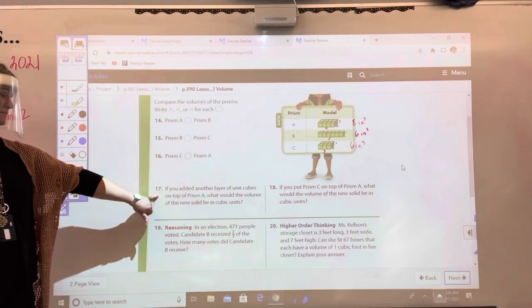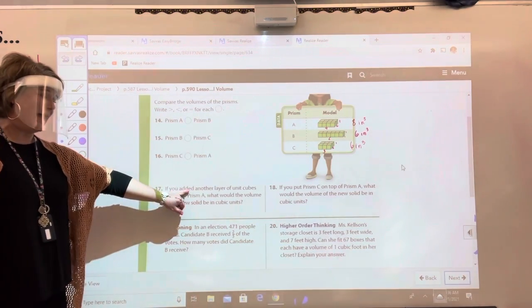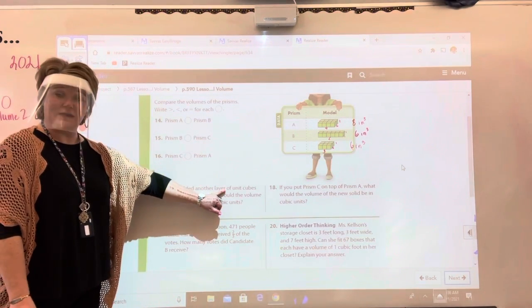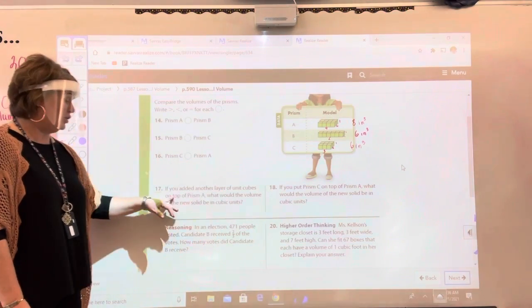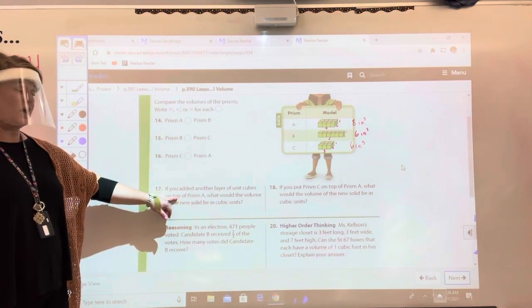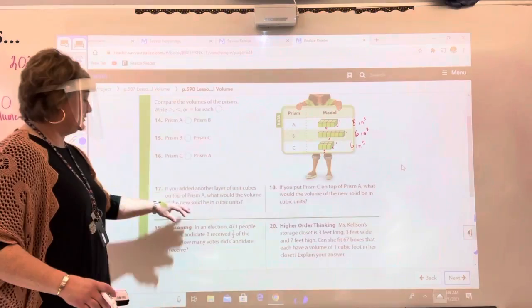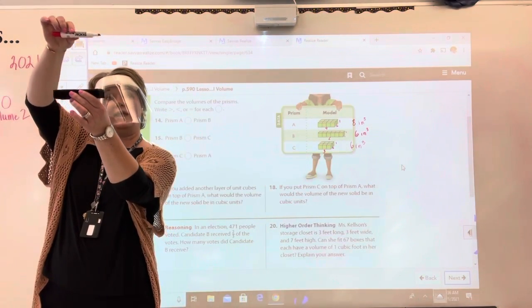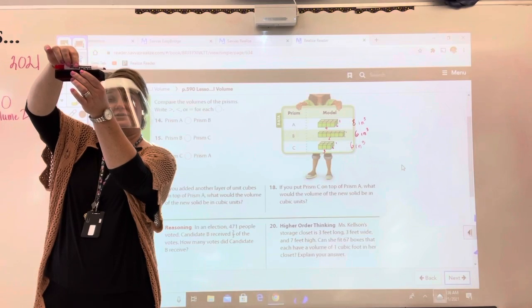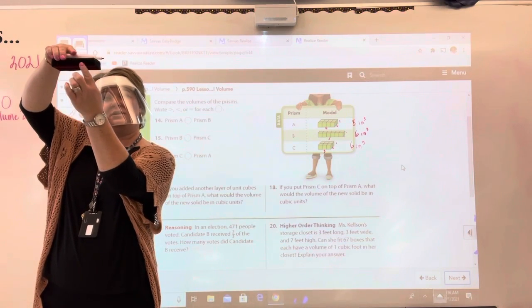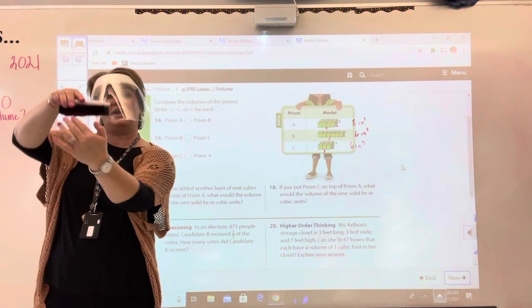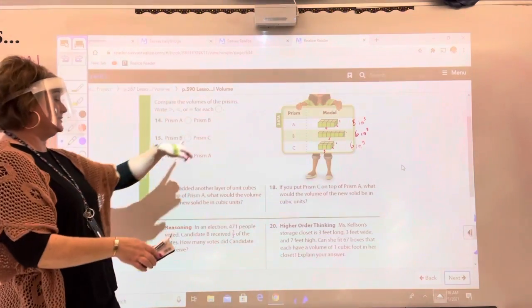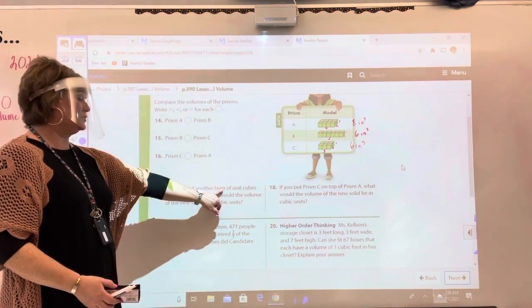Okay, 17. If you added another layer of unit cubes on where? Top. So basically of prism A. So let's pretend like this is prism A and you're adding a whole layer on top. What changed? Did the length change? No. Did the width change? No. What changed? The height. So let's go back. How many layers are we adding?